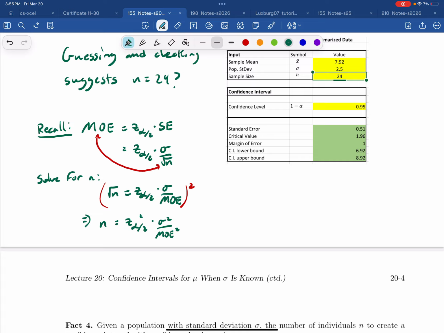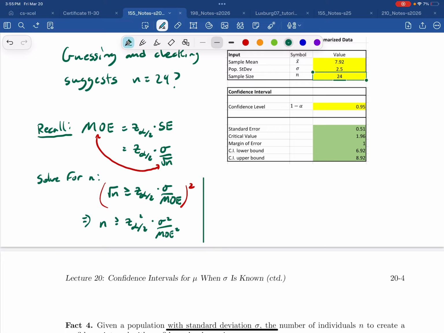Okay? Now, this is a lower bound for n. So really, we should go to this equal sign and make it greater than or equal to. Because if n is 20, 25, or 26, or whatever, then the margin of error is actually less than 1, and that would be great, right? So anyway, a lower margin of error is always better. It means there's less uncertainty. Our interval is shorter, okay?